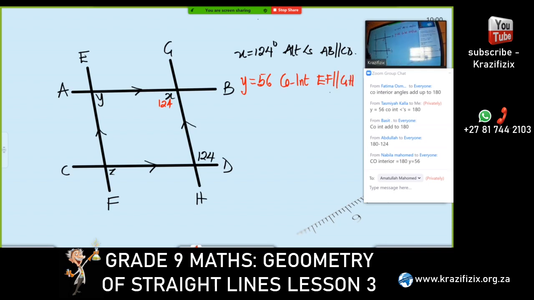Put the parallel lines too. EF is parallel to GH, so that is my co-interior angles. It forms a U.